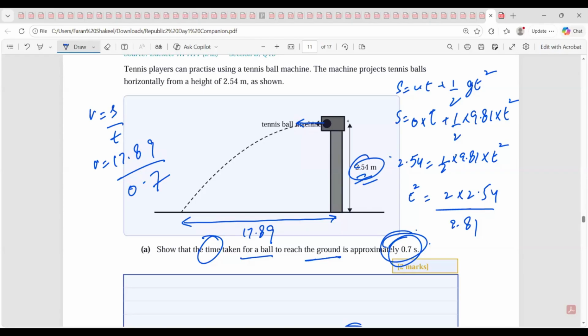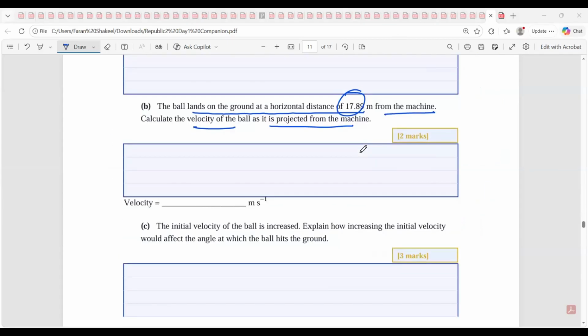Because that's the vertical distance. We are concerned about the horizontal component of the velocity, right? And if you're talking about the horizontal component of the velocity, that would get you the answer, because the vertical velocity at that point has to be 0. Is that clear?